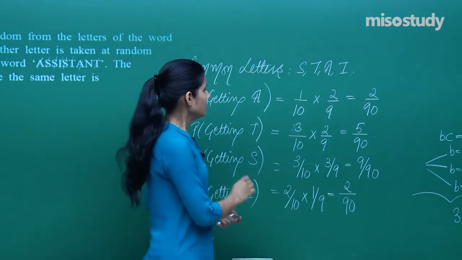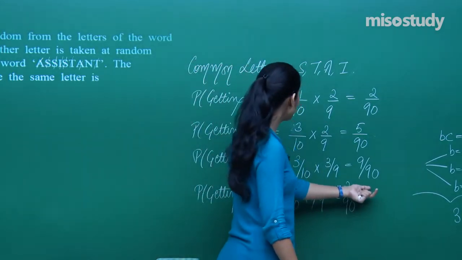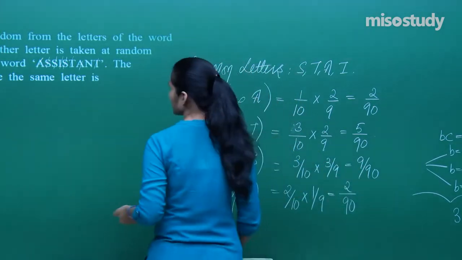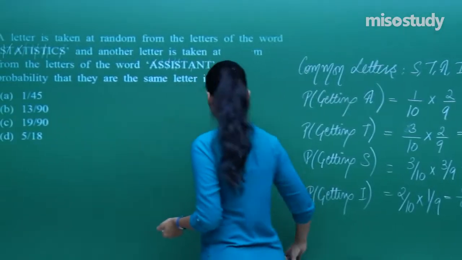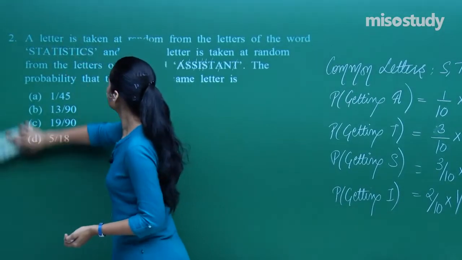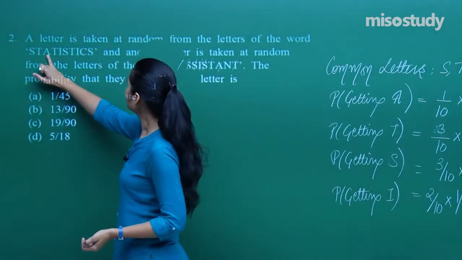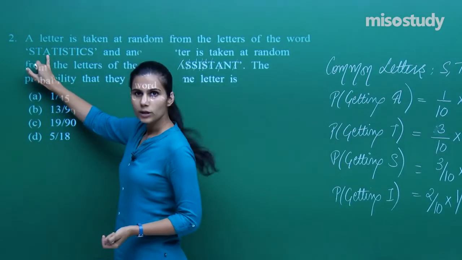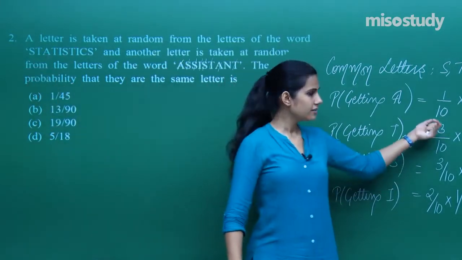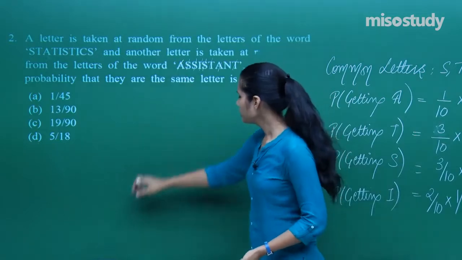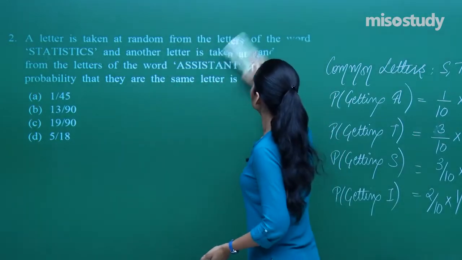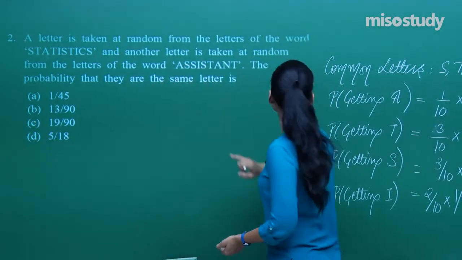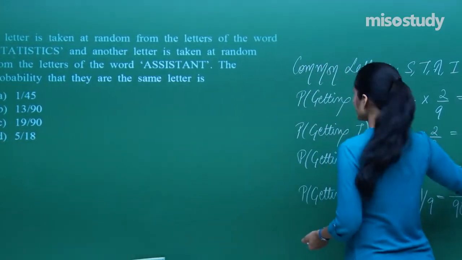Fine. So, over here you can see, first of all we talked about A. How many A's are there? Let's just verify. How many A's can you see? There is only 1 A, so you had 1 by 10. And how many A's you had over here? You had 1, 2, 2 by 9, so you had 2 by 90.